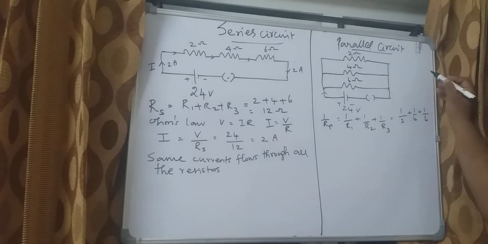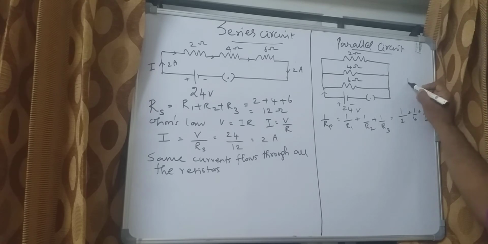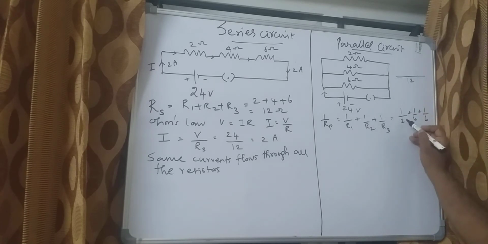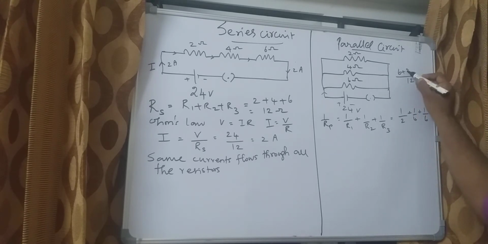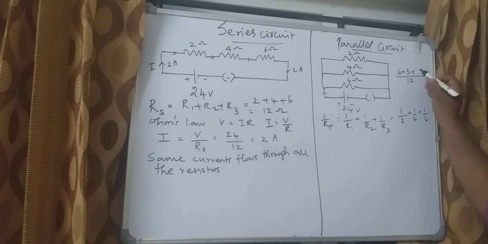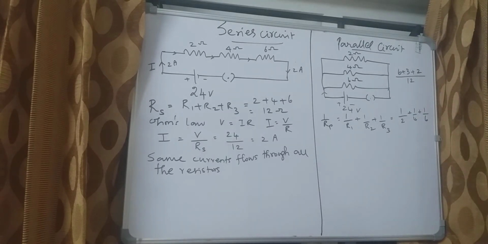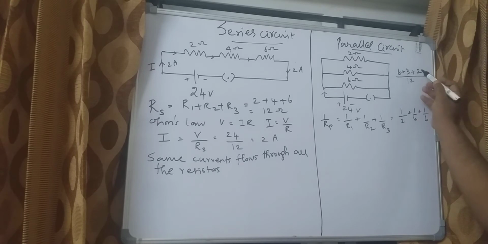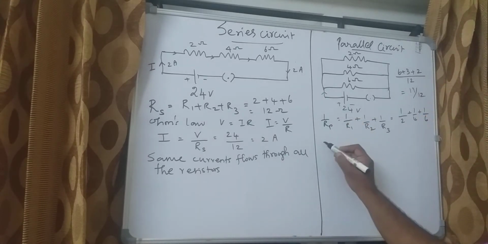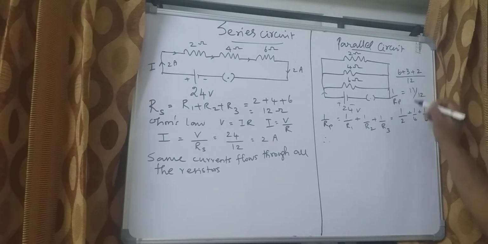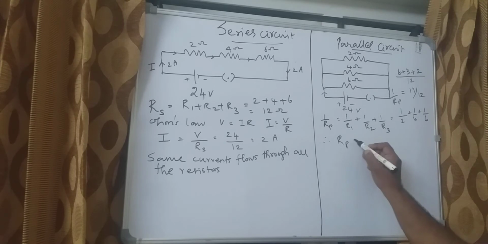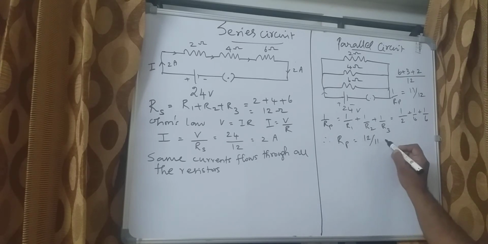For this, we can take LCM as 12. If we take 12 as the LCM, 2 6s are 12, so 6 into 1, 6 plus 4 3s are 12, 3 into 1, 3 plus 6 2s are 12, 2. So 6 plus 3 plus 2, that is 11 by 12 is 1 by Rp. Therefore, Rp is equal to 12 by 11 ohm.